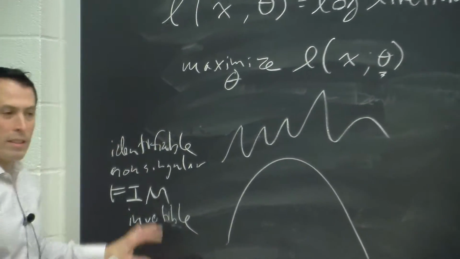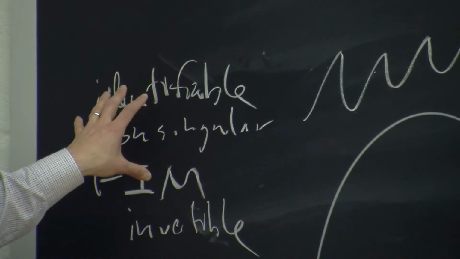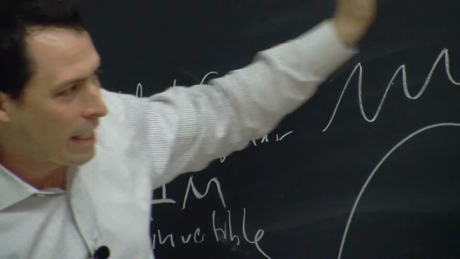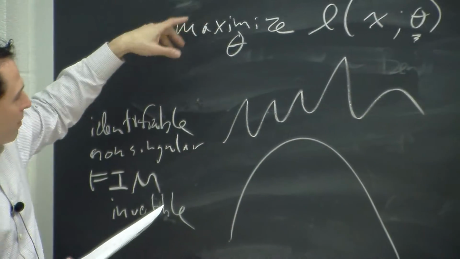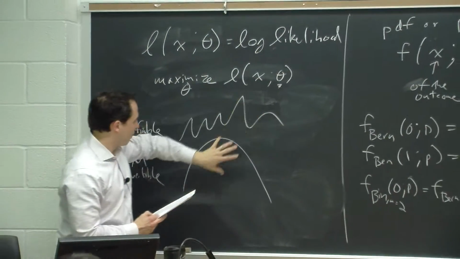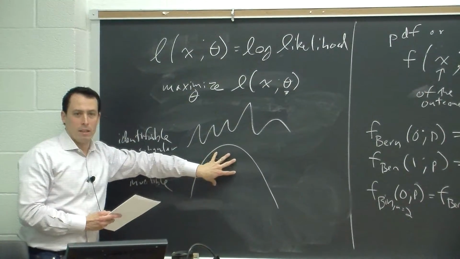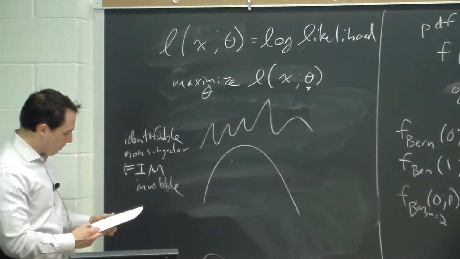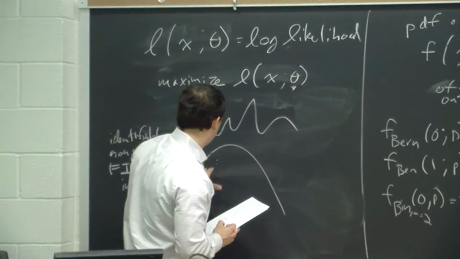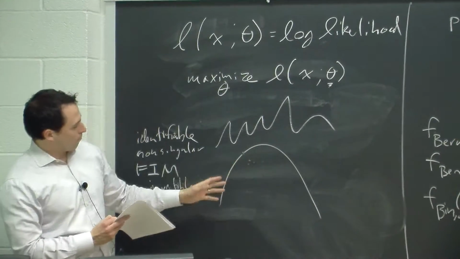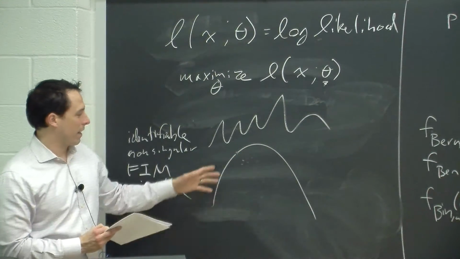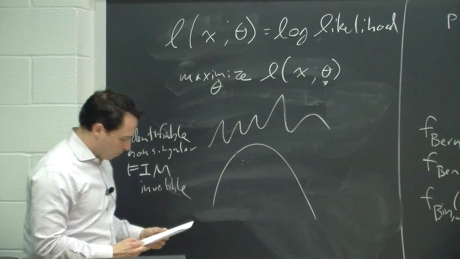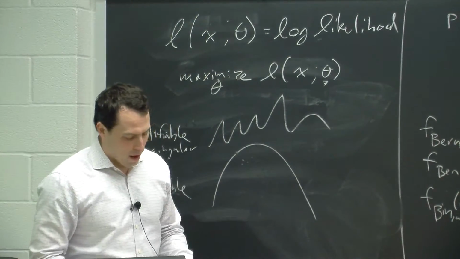So when certain technical conditions hold, we can say that as the number of observations increases, and I have IID observations, this log likelihood function looks more and more like a quadratic function, like a parabola pointing down. And it's this asymptotic quadraticness that makes the normal approximation work. Okay, and we'll see different ways of understanding that.